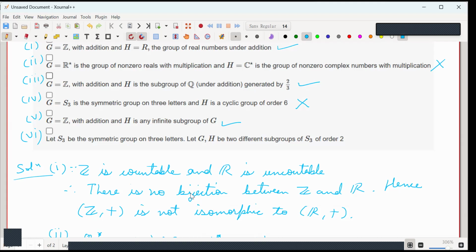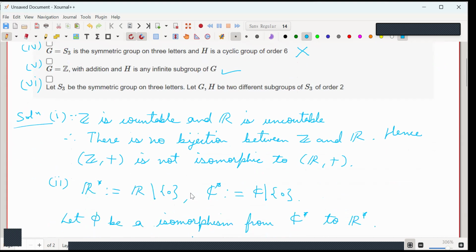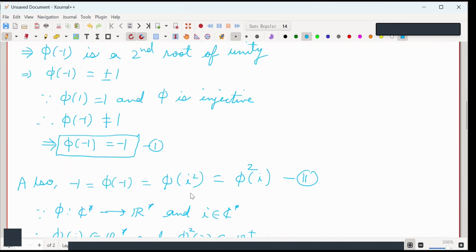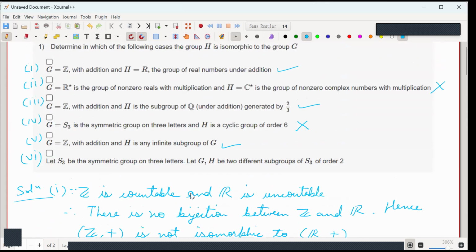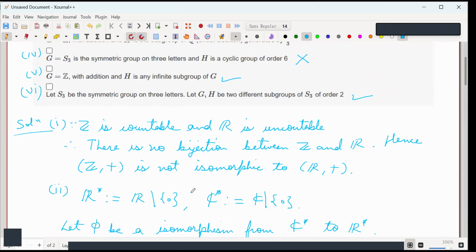Sorry, sir, can you repeat? So here we are taking two subgroups of order 2 in S3. My question is, G and H being any two groups of order 2, will they be isomorphic? Yes, sir. Okay, so we don't even need those subgroups to be sitting inside S3, right? So we will prove a more general thing, and the idea is essentially the same, which you have already pointed out.